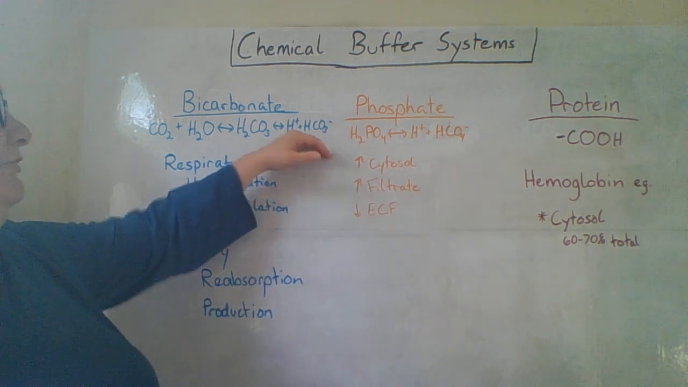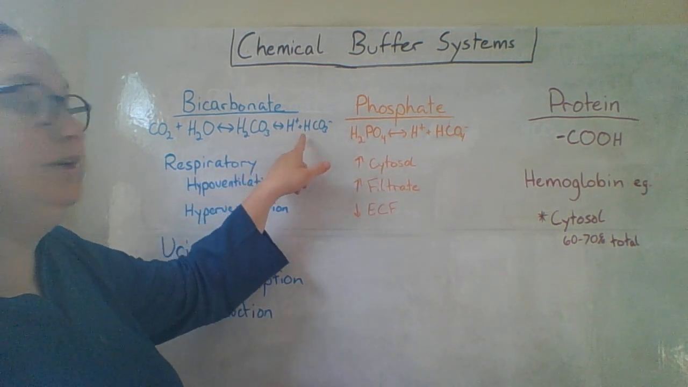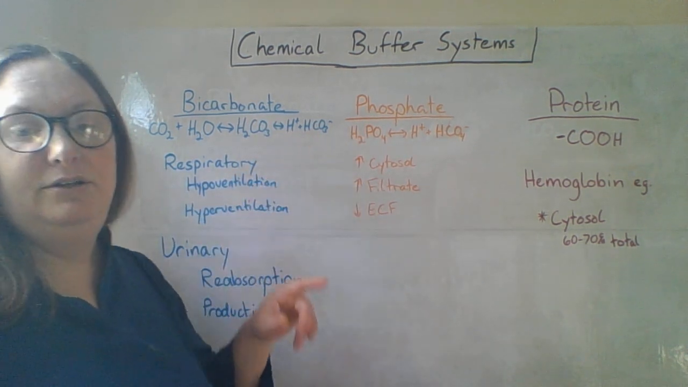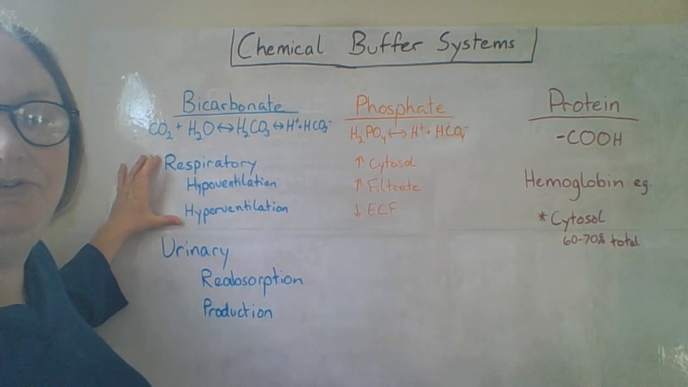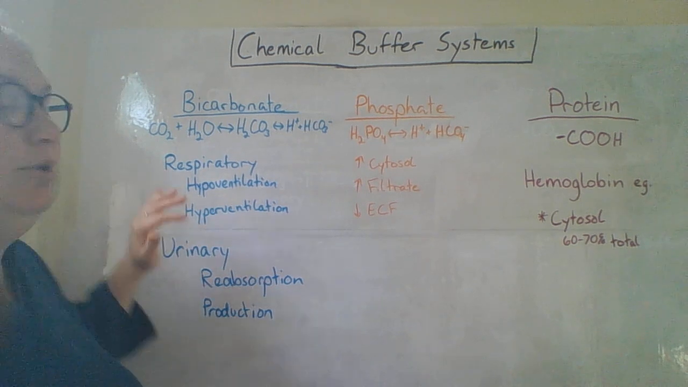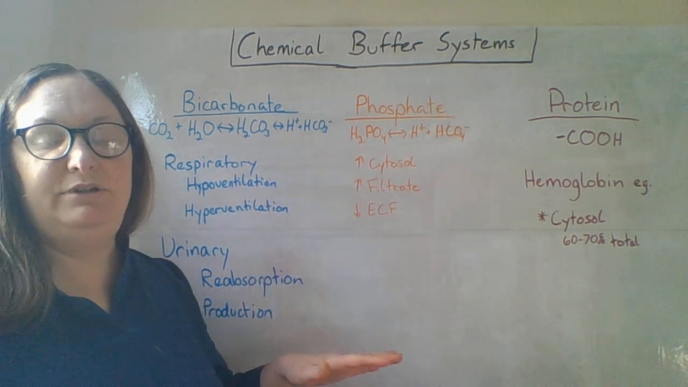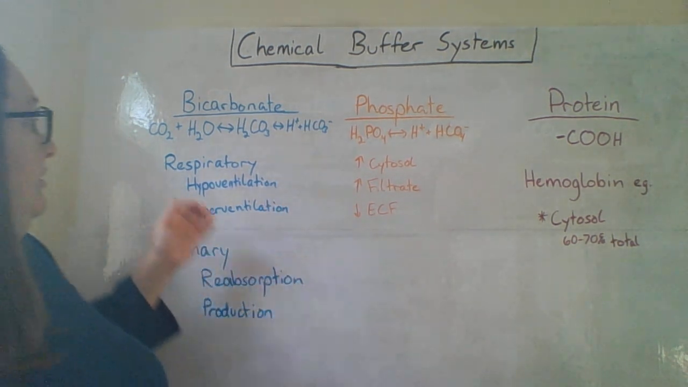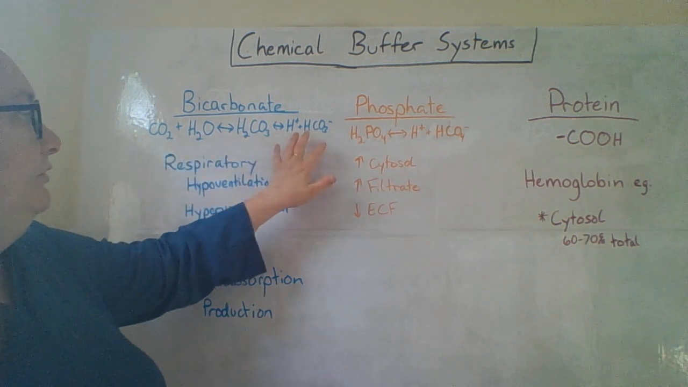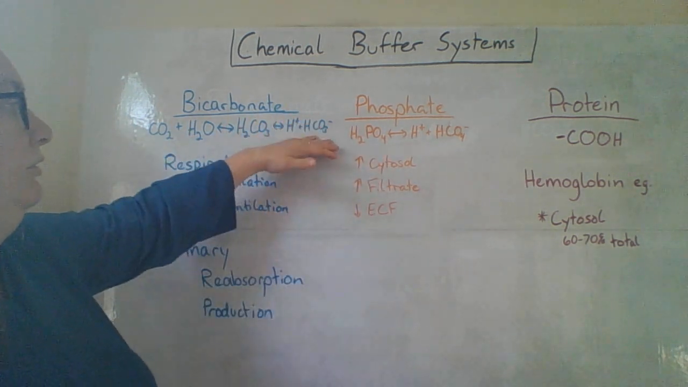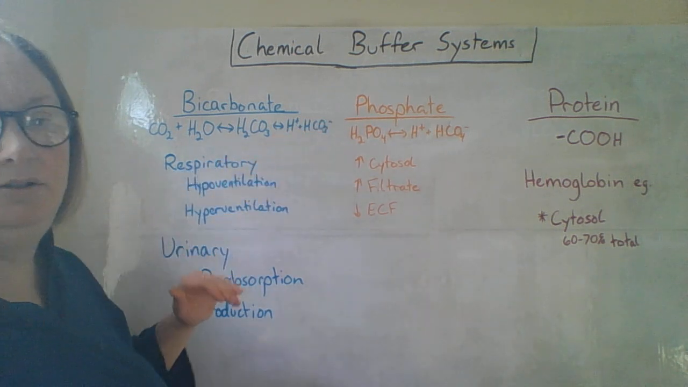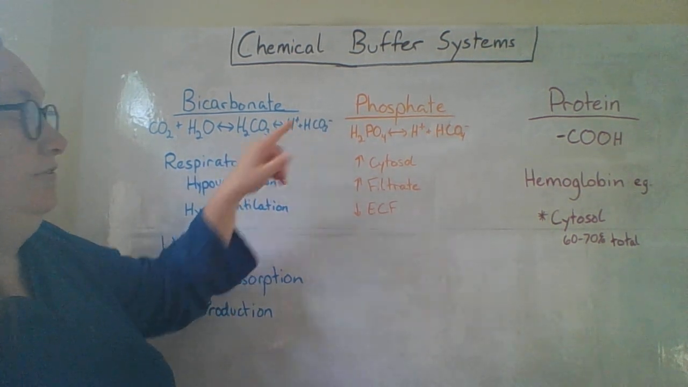This bicarbonate can donate a hydrogen ion or it can accept a hydrogen ion, so it makes a great buffer. And we talked about it in the respiratory system. We've talked about how hypoventilation, lower breathing levels, will cause an increase in carbon dioxide, which will shift the equation to the right. You'll have more bicarbonate and more hydrogen ions too.